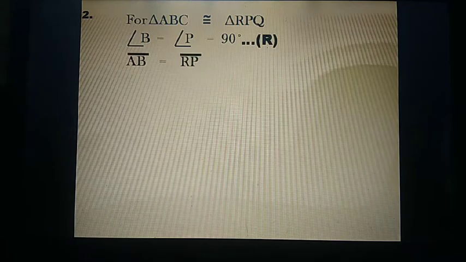Question number 2. It is to be established by RHS congruence rule that triangle ABC is congruent to triangle RPQ. What additional information is needed if it is given? So we have to show that both the triangles are congruent. The values given to you are angle B is equal to angle P, both are 90 degrees, and AB is equal to RP. Now you have to check what is AB, whether it's a side or a hypotenuse. So we will find that this is a side.